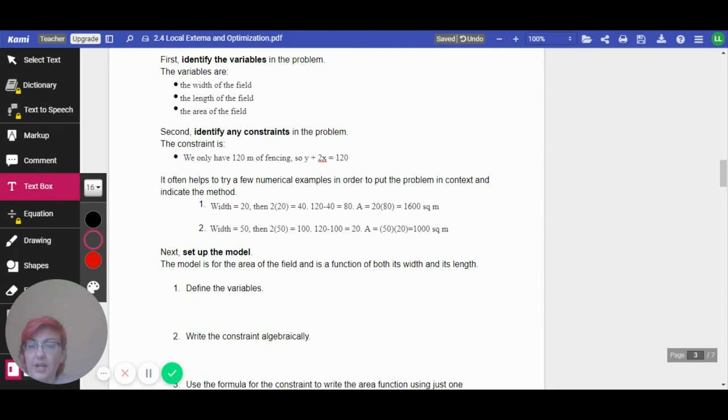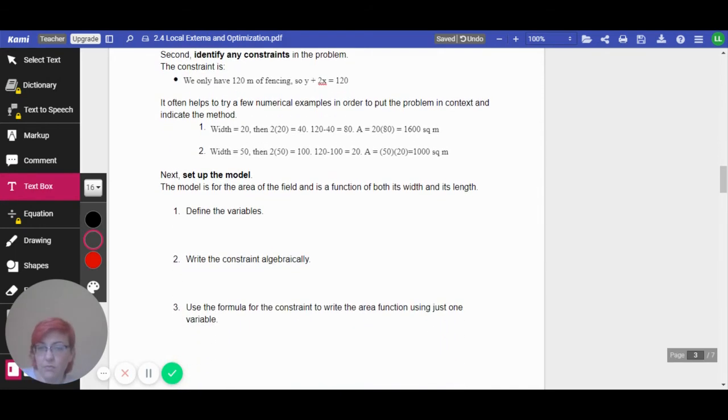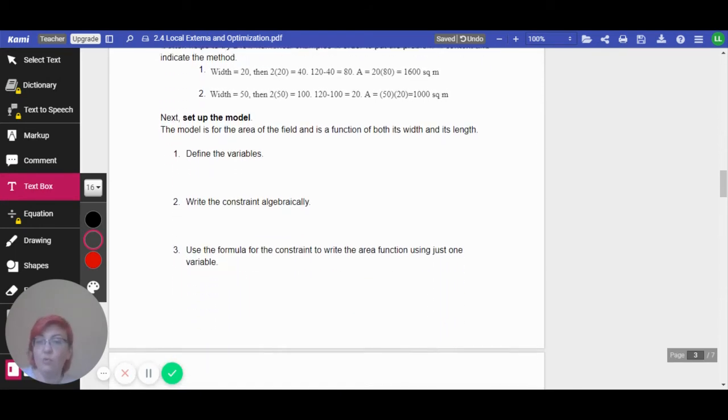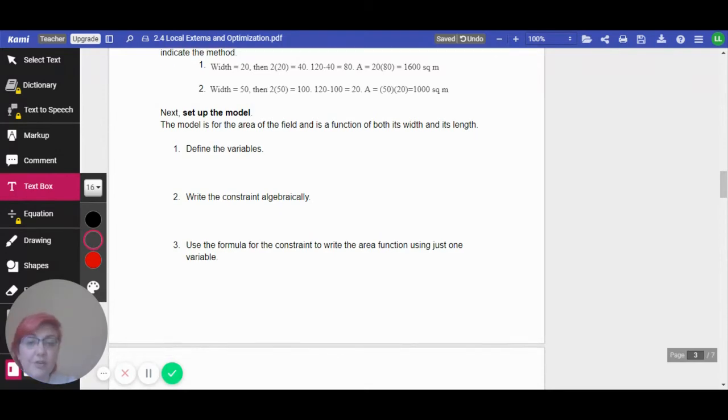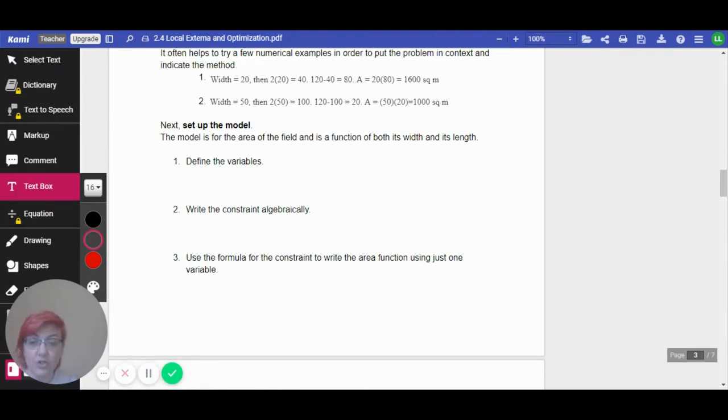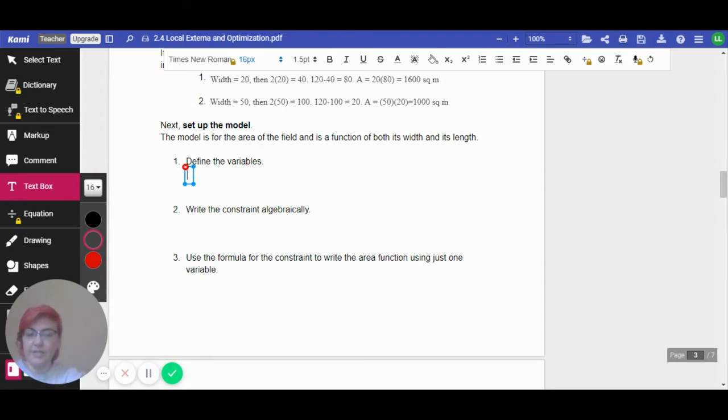So now we're going to set up our model by defining our variables, writing our constraint algebraically, and then using the formula for the constraint to write the area function using just one variable. All right. We've already decided that let x equal the width, let y equal the length, and let capital A equal the area.